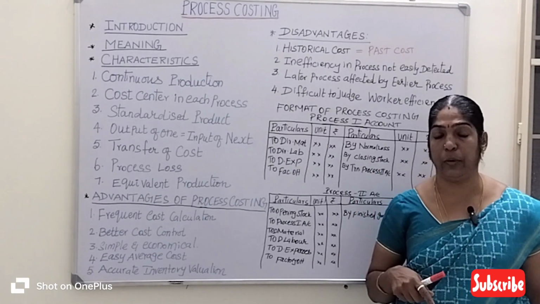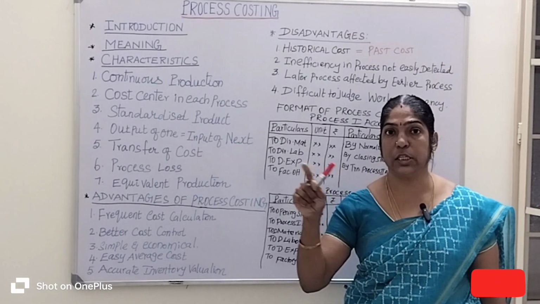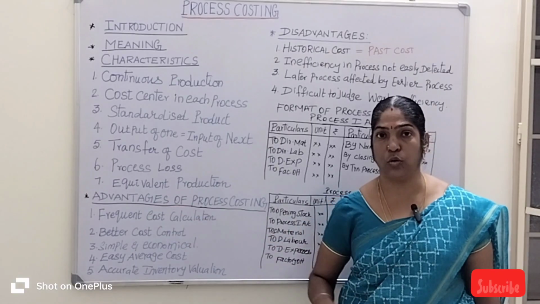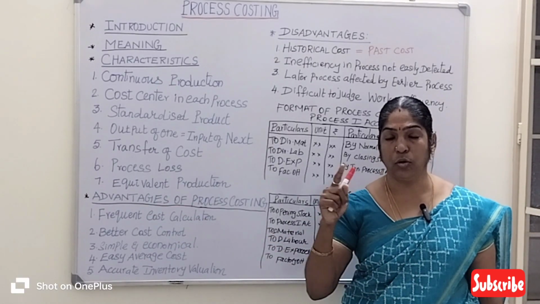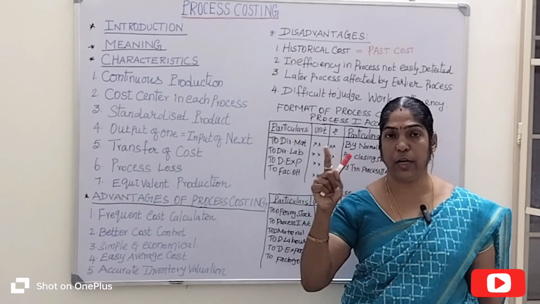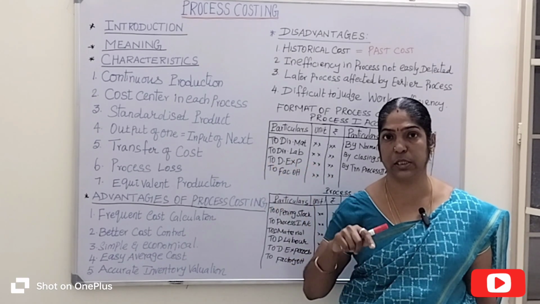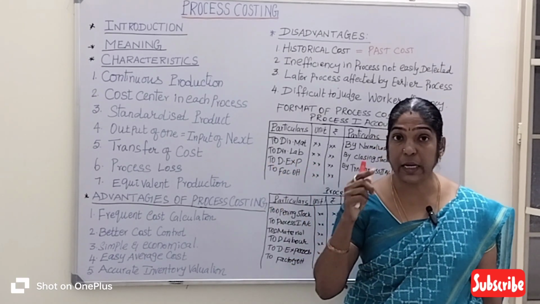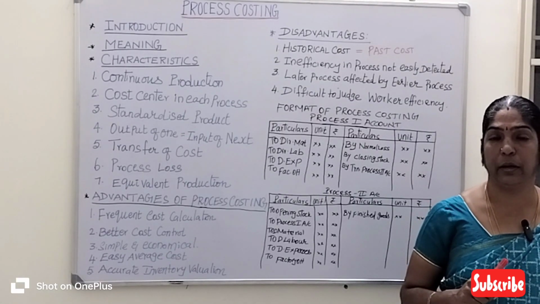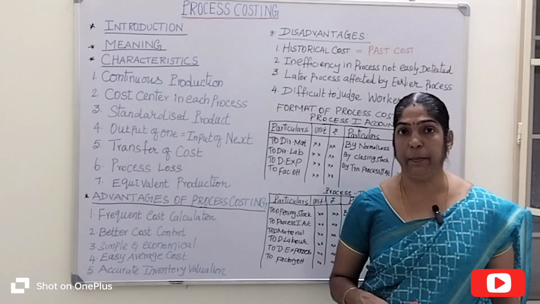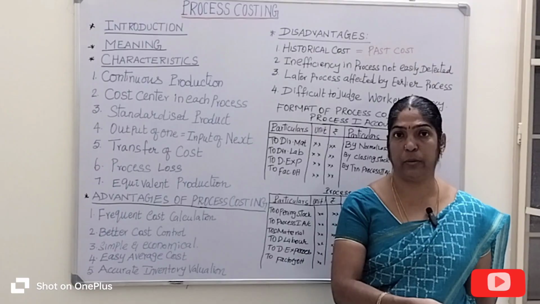I will explain with an example. In process 1, there are 5 workers, so the total wages are 5,000 rupees. Output is 1,000 units. What is the cost per unit? Total wages divided by output: 5,000 divided by 1,000. You will get a cost per unit of 5 rupees for each unit. Now suppose one worker is working very slowly. You will take extra time and spend extra cost for the poor performer, the slow worker.